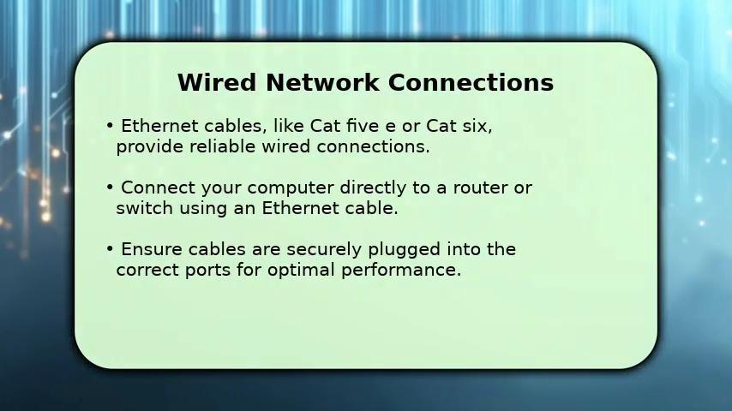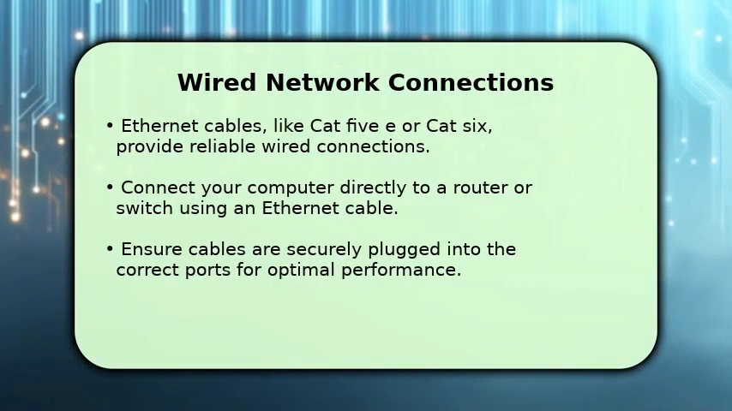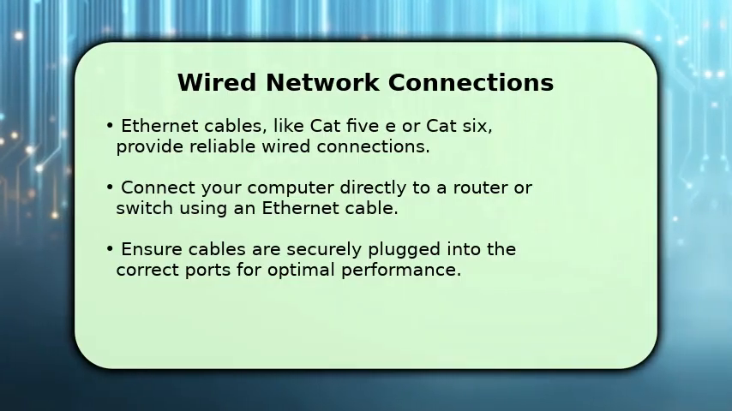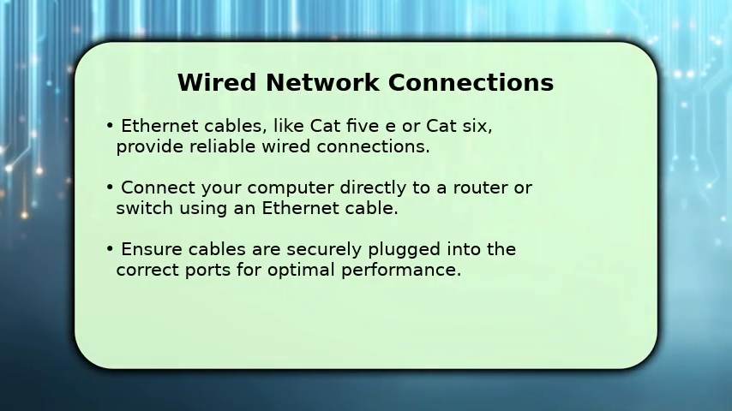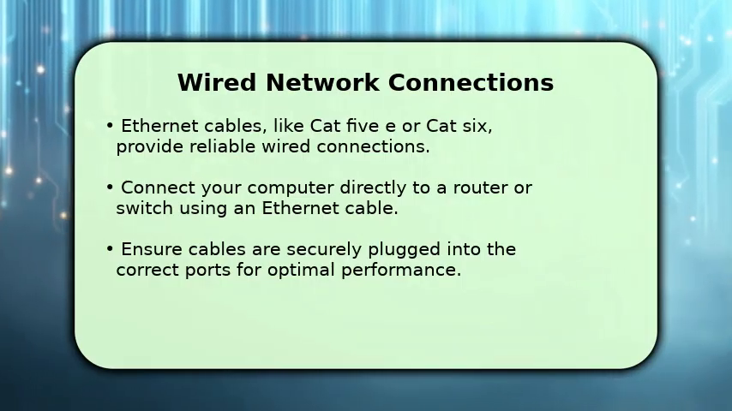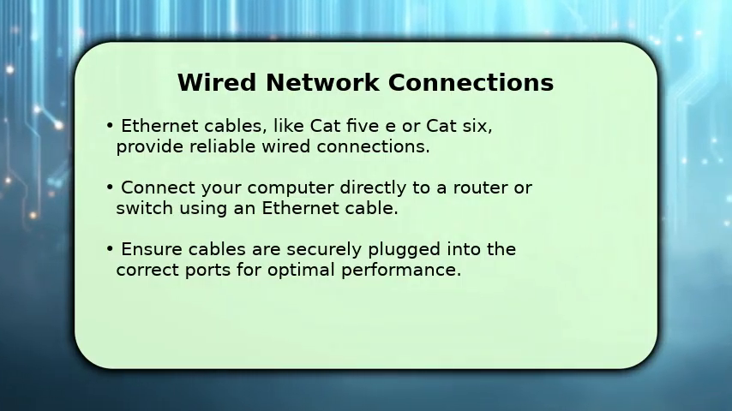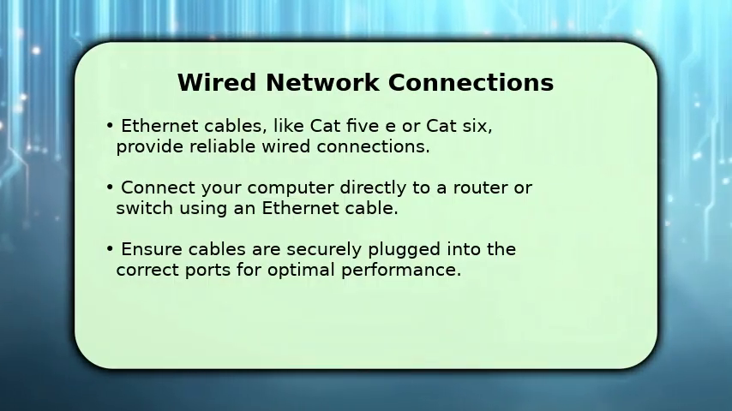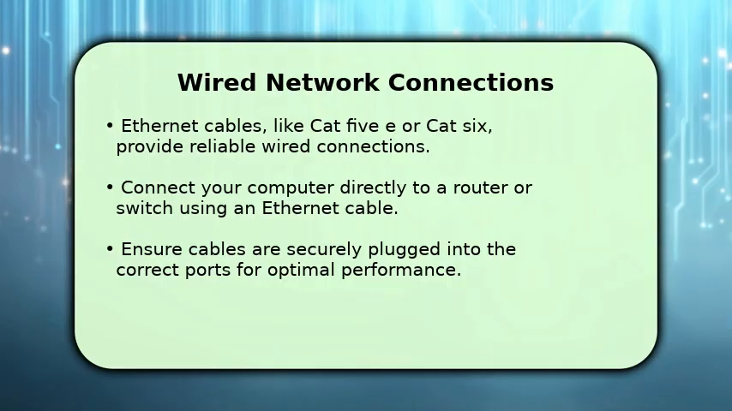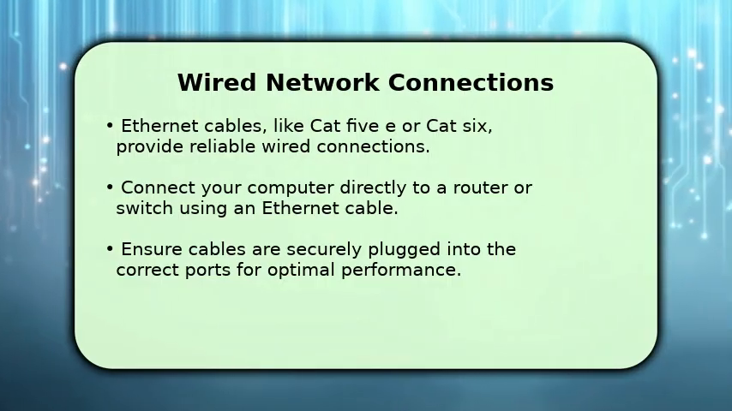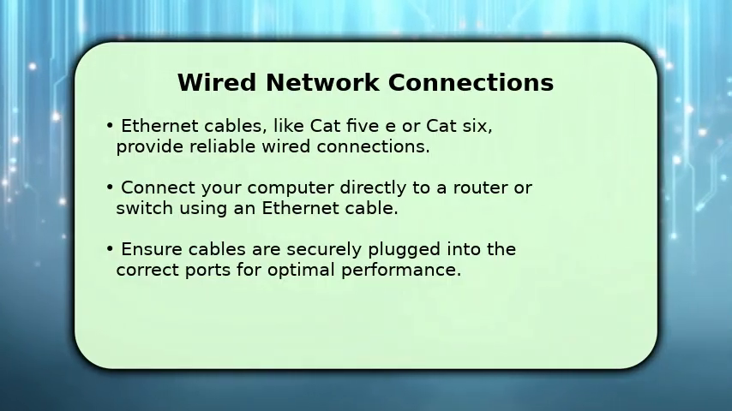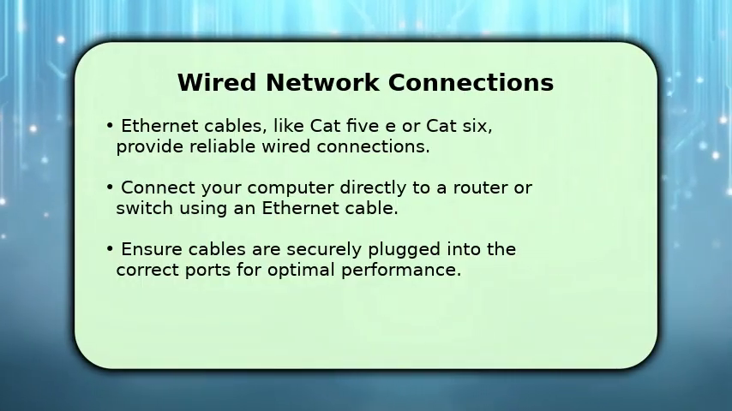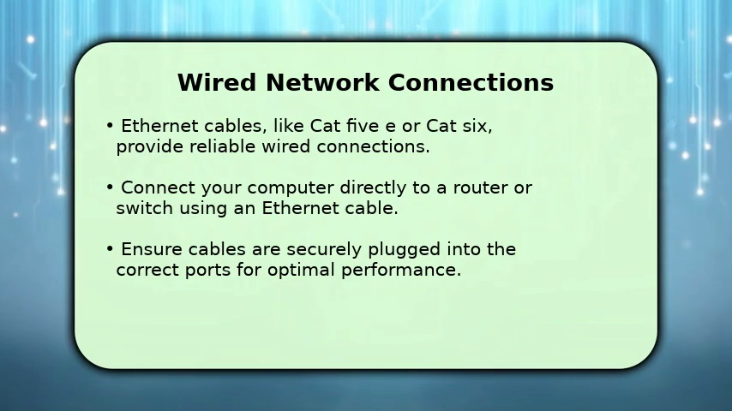For robust and fast connections, wired networks are often the best choice. Ethernet cables, such as Cat5e or Cat6, are commonly used, offering speeds often up to 1 gigabit per second or even 10 gigabits per second for Cat6a. To connect, simply plug one end of the Ethernet cable into your computer's network port and the other into an available port on your router or switch. Always ensure a secure connection for optimal performance and reliability, minimizing any potential signal loss.